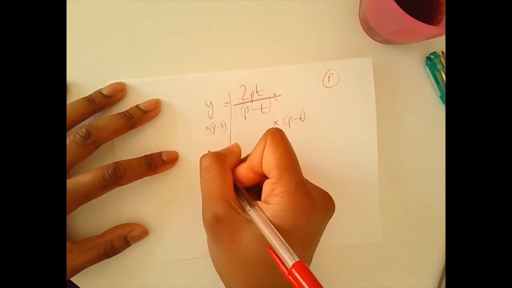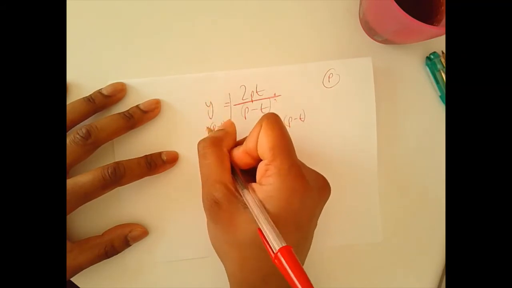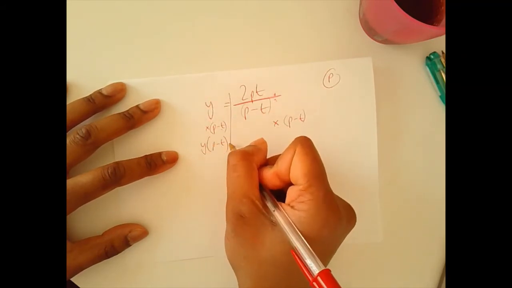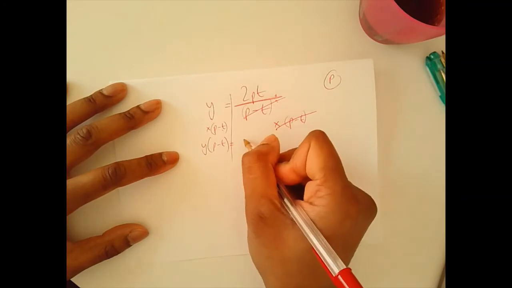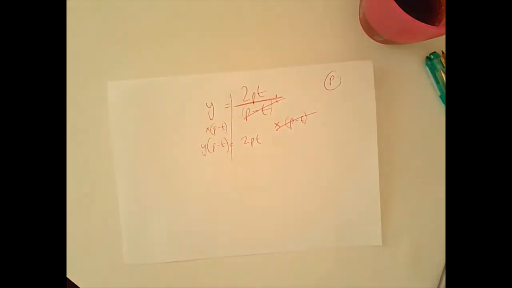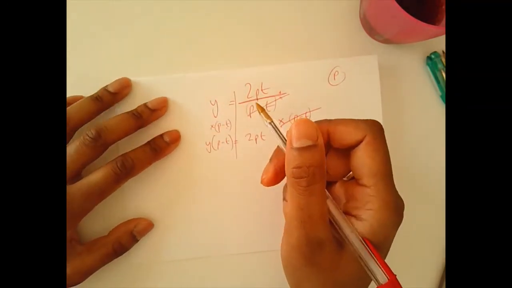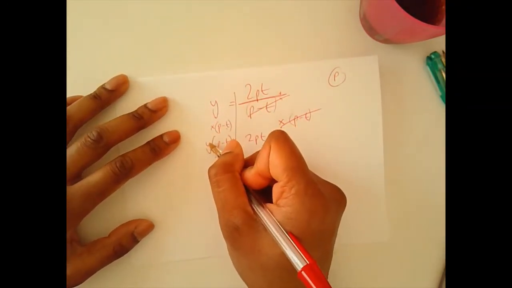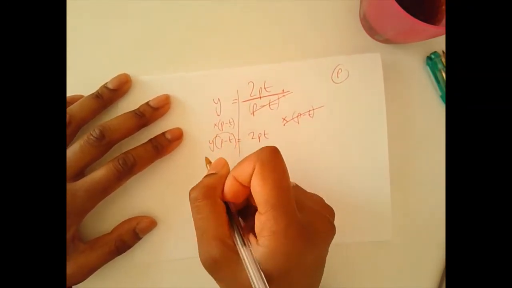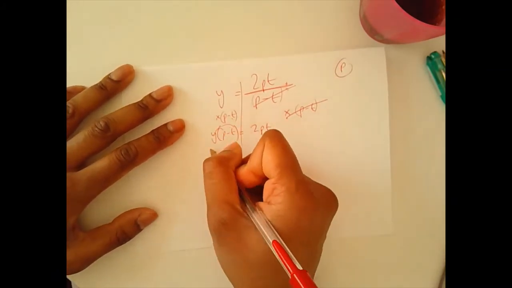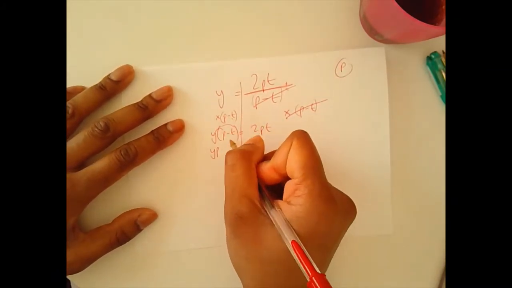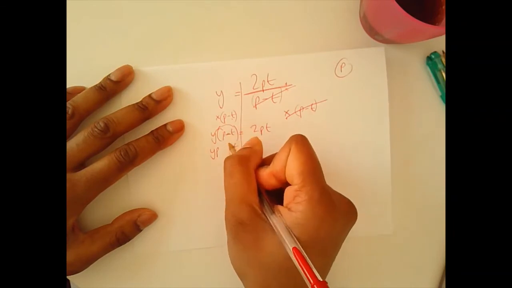So that will affect the y. That will be y times p minus t. That will knock out that. You're left with 2pt. But still I've got two p's there. All I can think of now is expand the bracket, see what happens. y times p is yp. y times t, yt. Don't forget the negative there.